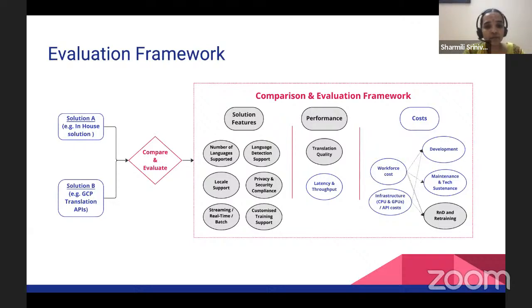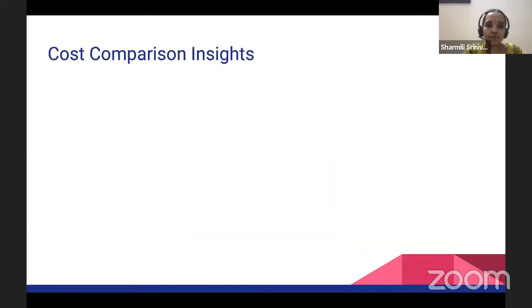Before I hand over to Saurav, I also want to mention that though we are going to specifically talk about the translation use case today, the framework itself is use case agnostic, and most of these factors are applicable across business use cases. So this framework can be easily extrapolated and used for any business use case. With that, I would like to hand over to Saurav to help us understand the cost analysis.